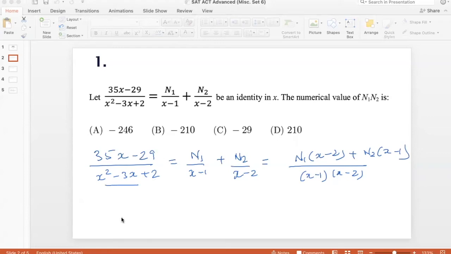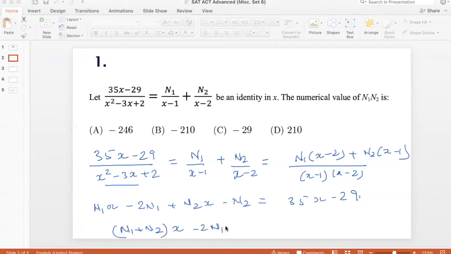So I can equate the numerators. N1x - 2N1 + N2x - N2 is 35x - 29. So (N1 + N2)x - 2N1 - N2 is 35x - 29. If we compare the coefficients of x on both sides, N1 + N2 becomes 35, and for the constant terms, -2N1 - N2 will become -29. So now I have two equations in N1 and N2. If I solve them simultaneously, I'll get the values.